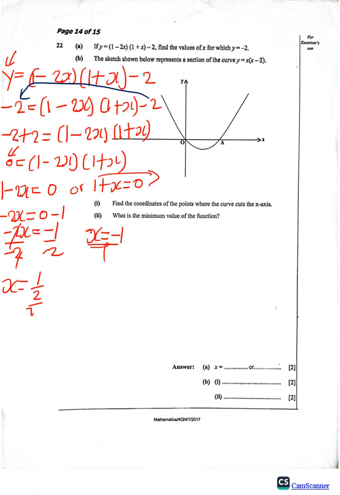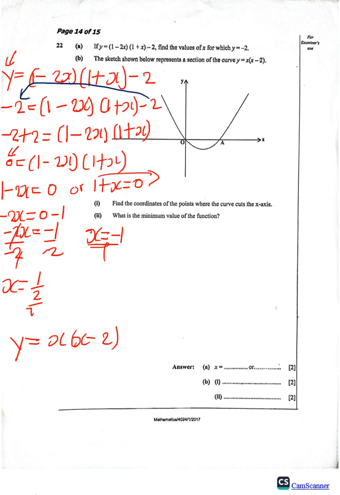Now let's look at question B. The sketch shown below represents a section of the curve y is equal to x open bracket x minus 2. Find the coordinates of the points where the curve cuts the x-axis. So let's look at it. Our equation is y is equal to x, then x minus 2. We can see that we have been given an equation that has been factorized for us. So whenever you have a situation like this, please do not expand.